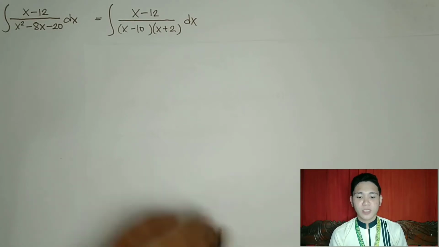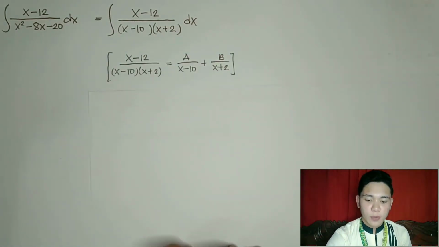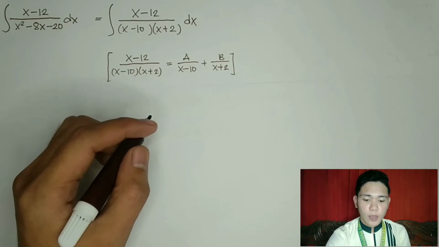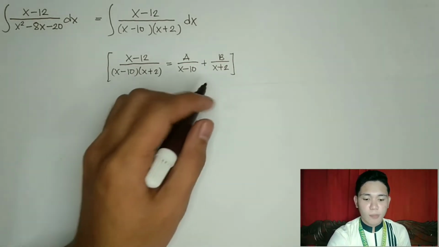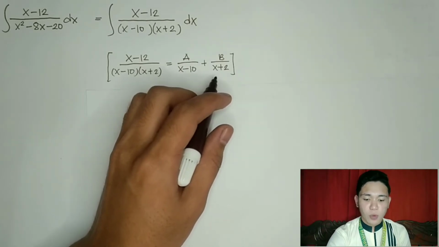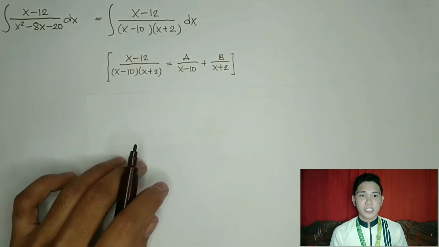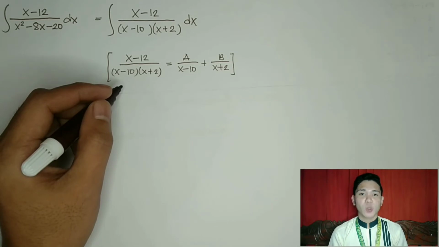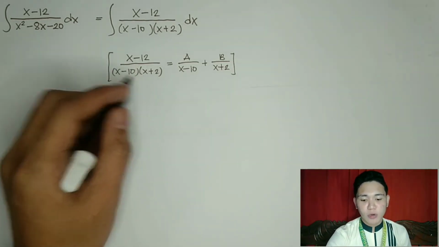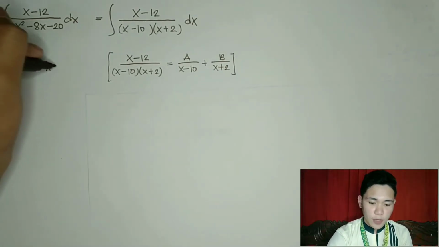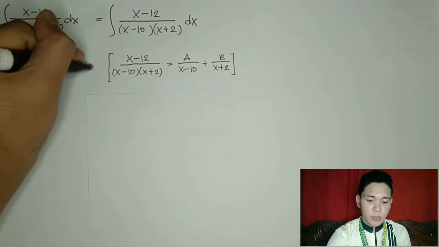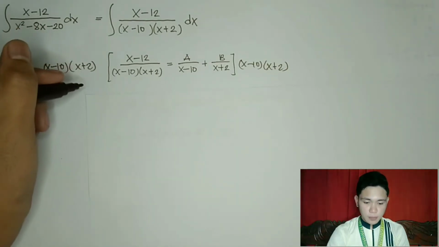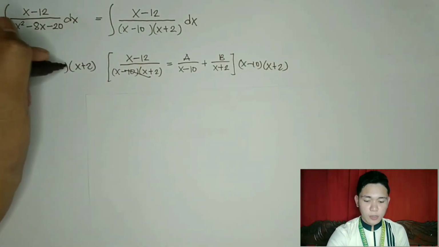The first thing that we need to do is to copy the given. So we have (x − 12) over (x − 10)(x + 2) equals A over (x − 10), plus B over (x + 2). Next, we need to create an equation that will help us in finding the values for A and B. My technique is to multiply the denominator to both sides of the equation, so we have (x − 10)(x + 2) on both sides, and then cancel the denominators.